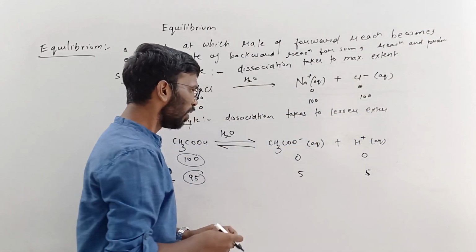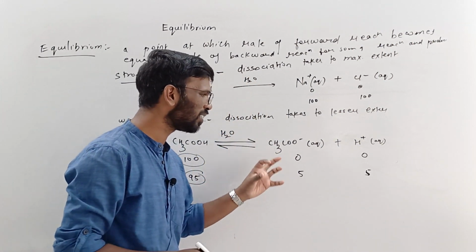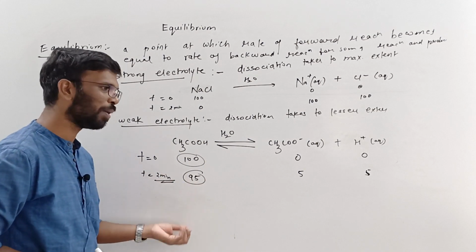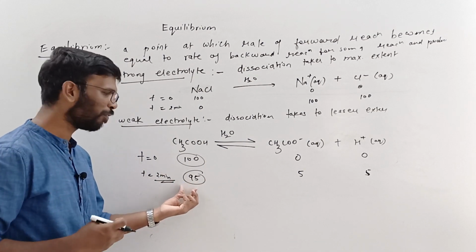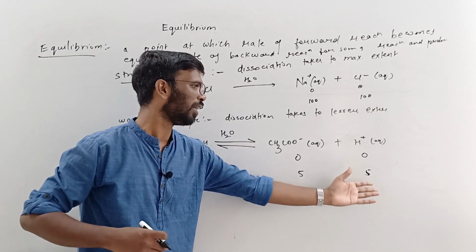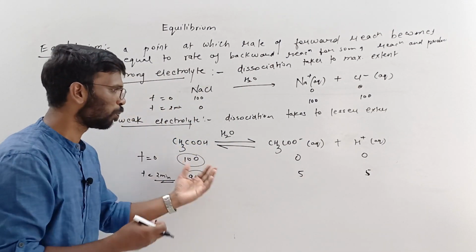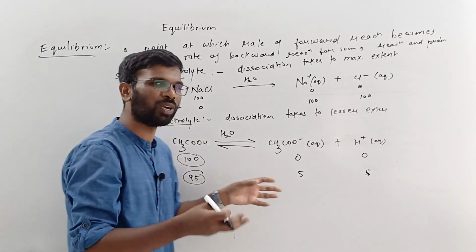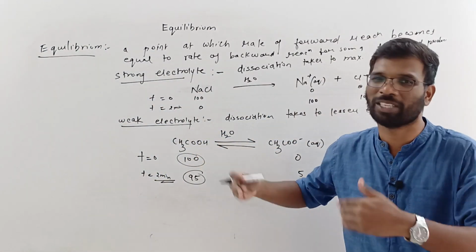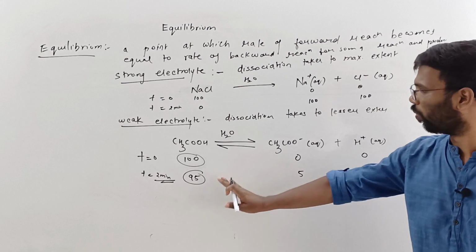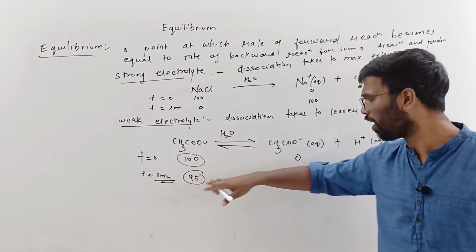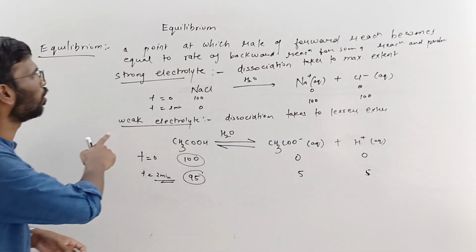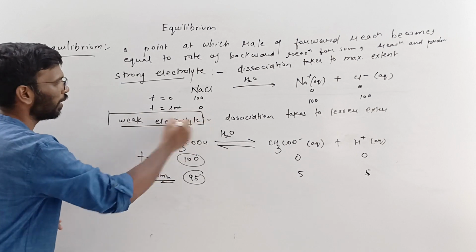Like here, these 5 ions are formed. What will happen is that 5 will combine and go backward to form the acetic acid, and at the same time, 5 from the remaining 95 will split to form CH3COO minus and H plus. So the combination of these 5 and the splitting of 5 more happen simultaneously, and this is the nature of the equilibrium, right? So overall, what finally remains is 95 on the reactant side and 5 split on the product side, and equilibrium exists mostly for the weak electrolytes.